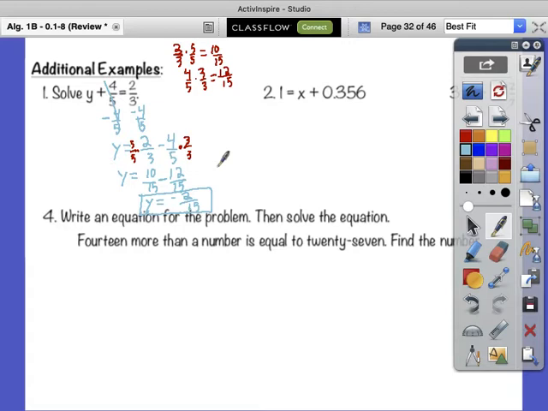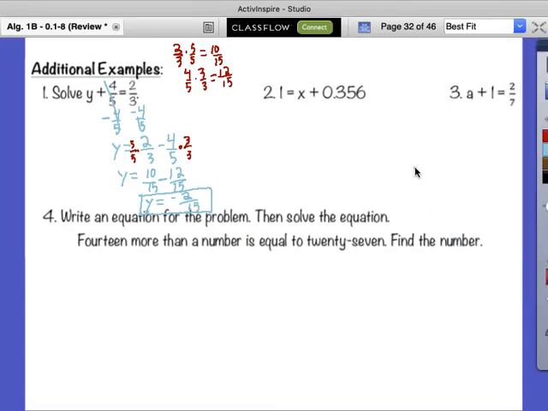Okay. On number 2, 1 is equal to x plus 0.356. We got some decimals here. Let's cross through some decimals. You thought you'd like those, okay? I'm not going to make you check on number 1 though.